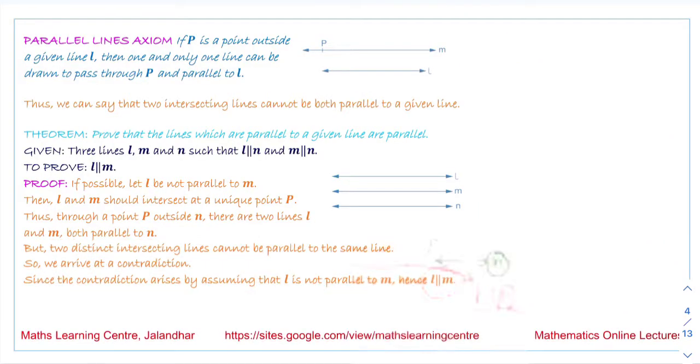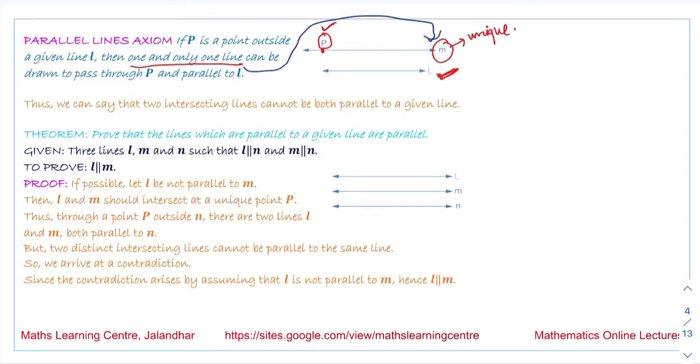Next we have the parallel line axiom: if P is a point outside a given line L, then one and only one line can be drawn through P and parallel to L. This is the line L that is given to us, and a point P is given. If we want a line parallel to L passing through the point P, then there is only one unique line.